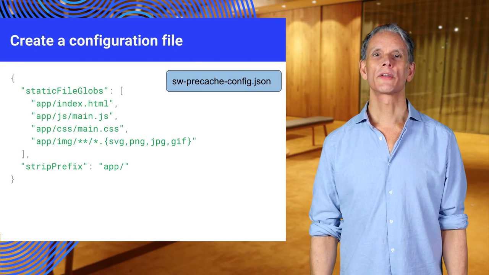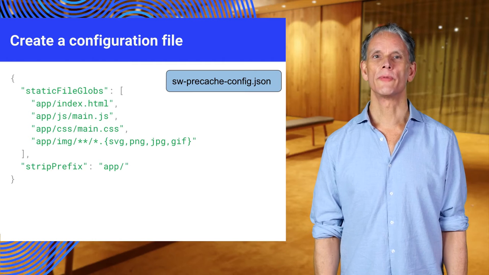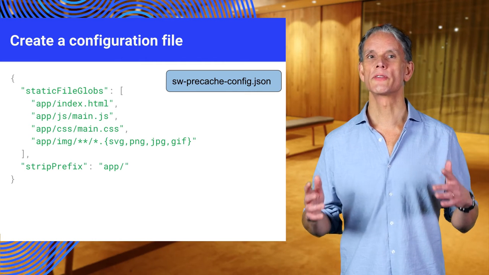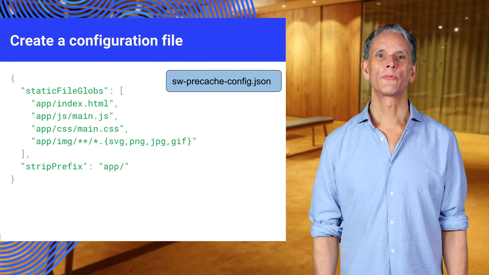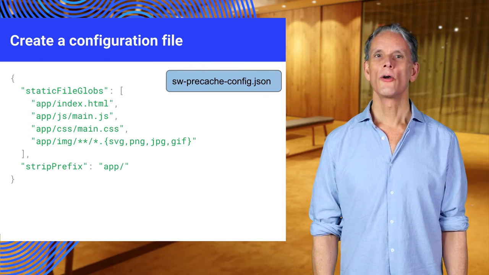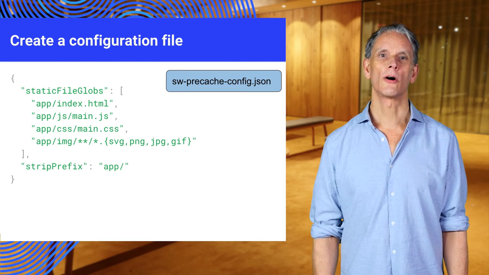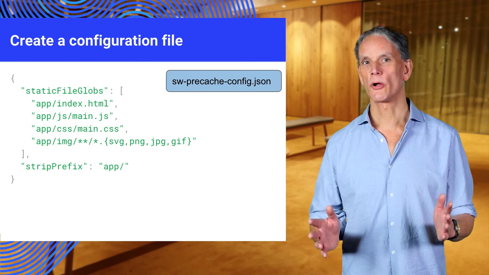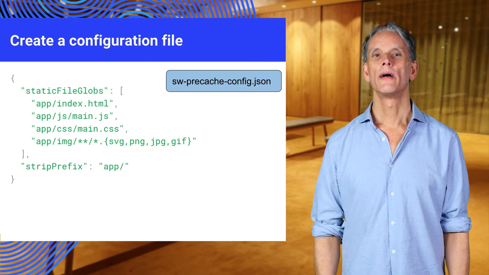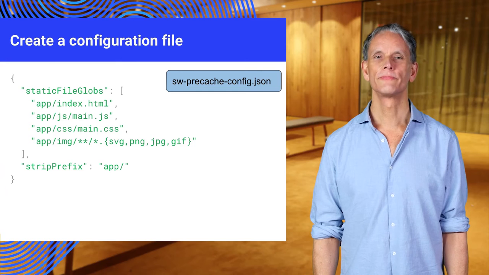There may be times when you want to test the result of using SW Precache and don't want to have to change your build system for every version of the experiment. SW Precache allows you to use the tool from the command line. We will first create an SW Precache config.json file with our SW Precache configuration. In this example, static file globs indicates the path to each file we want to precache, or a glob to match multiple files in the case of images. And strip prefix tells SW Precache what part of each file to remove.